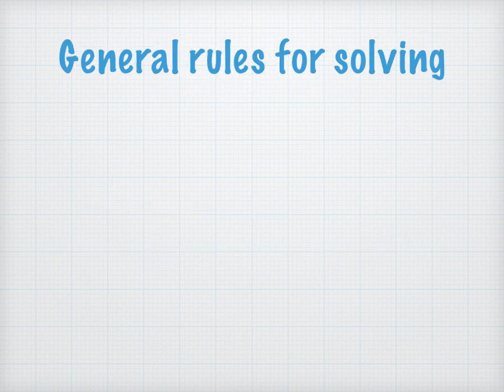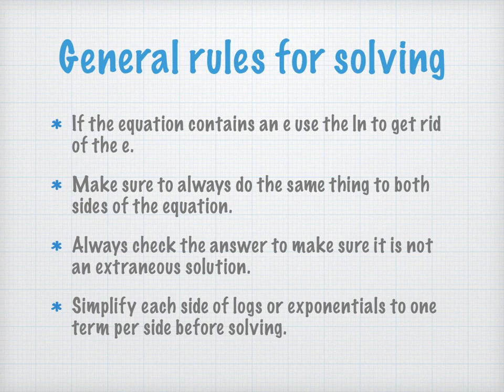A few general rules for solving. If the equation contains an e, use the natural log so we can get rid of e. Make sure to do the same thing to both sides of the equation. That's always important. And then an extra step that you always want to make sure to do is check for an extraneous answer. So you always want to look and make sure that your answer works out. Sometimes you will break no math rules all throughout your problem. You'll come up with a couple answers and one of them is not a solution. So you always want to make sure that you check your solutions.